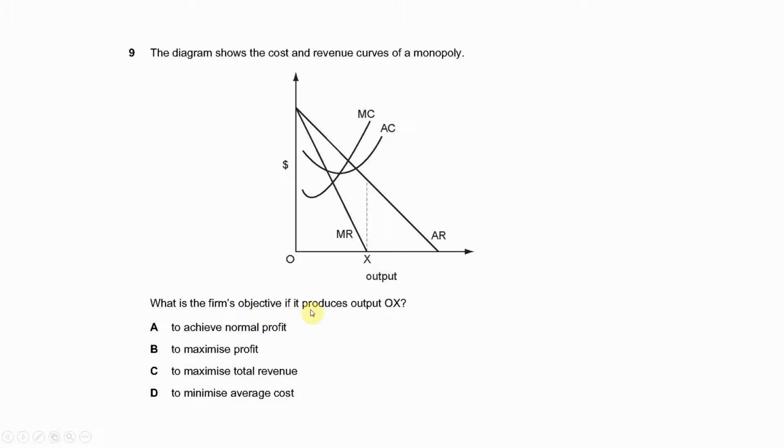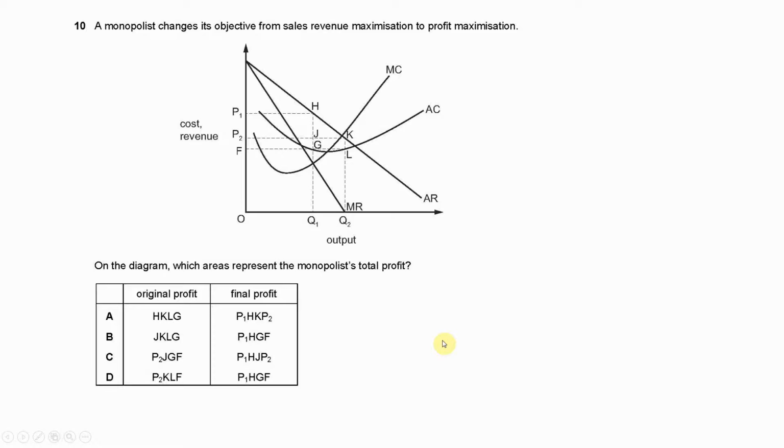So we look at this. What is the firm's objective if it produces output OX? And then we find the answers here. I want you to think about that yourself. I don't want to give the answer to you. So with that information, marginal revenue equals zero, I think you could come up with the answer on your own.